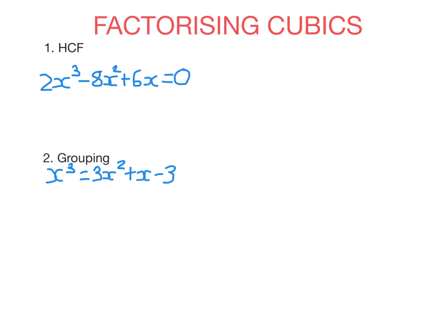So how we do highest common factor, we write the common factor out the front. Now we say, what do I times by 2x to get 2x squared? You need to times by x squared. What do I times by 2x to get negative 8x squared? Well, you need to times by negative 4 to get the negative 8 and another x to make it x squared. What do I times by 2x to get 6x?